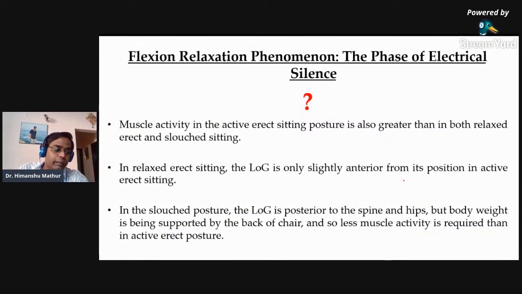Now coming on to probably the last slide of the day for us. So it is the flexion relaxation phenomenon. So don't apply too much of your mind onto it. Just listen to a small story that I'll be telling you.